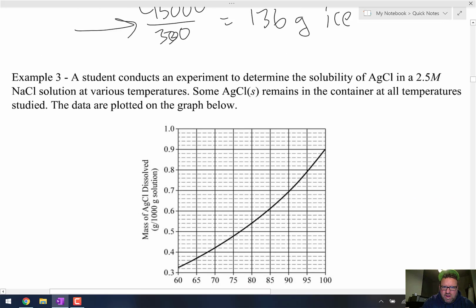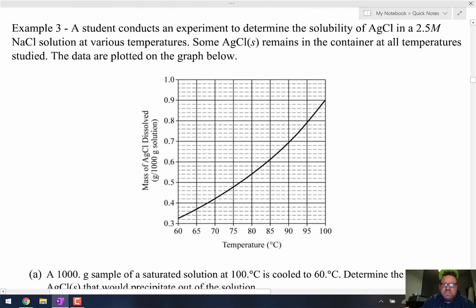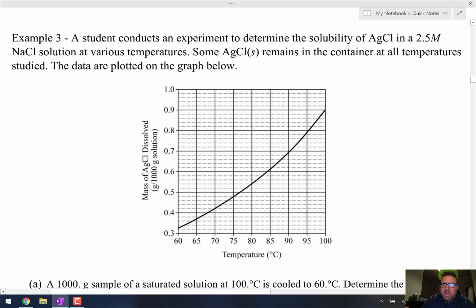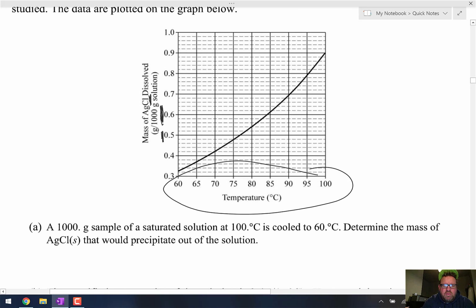Okay, example 3, another one. A student conducts an experiment to determine the solubility of AgCl, silver chloride, in 2.5 molar sodium chloride at various temperatures. So we can see different temperatures down here. We can see the mass of silver chloride dissolved. So it's the grams that dissolve for every 1,000 grams of solution. Some silver chloride remains in the container at all temperatures studied. The data are plotted on the graph below.